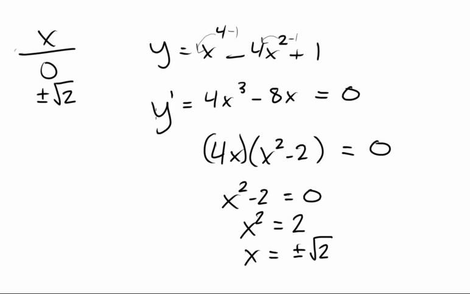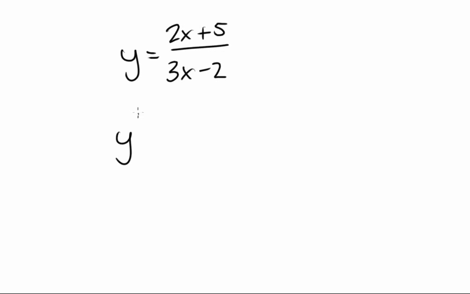Okay, let's try some problems that require the quotient rule. This is going to be a little bit more complicated. The quotient rule is a little more difficult, but it's still possible. Let's start simple. Let's do y equals 2x plus 5 divided by 3x minus 2, and we're going to figure out the derivative of this function.